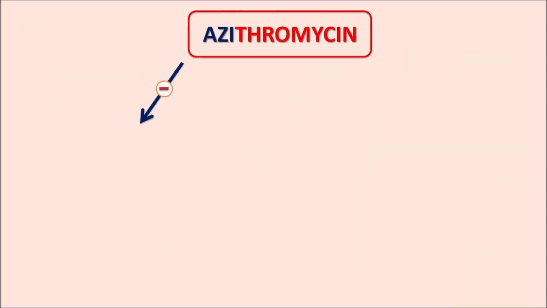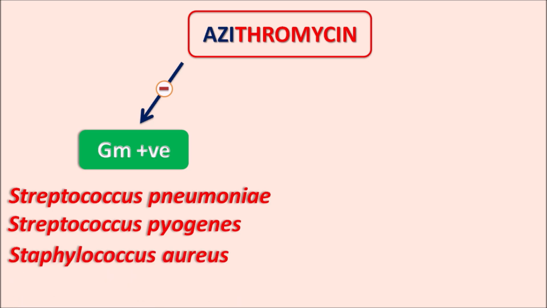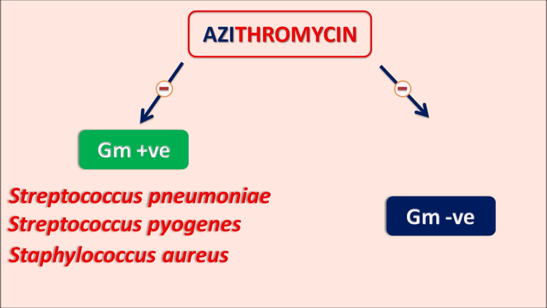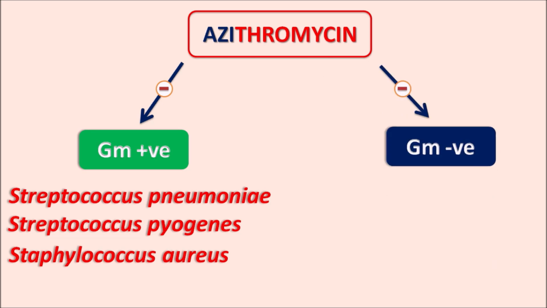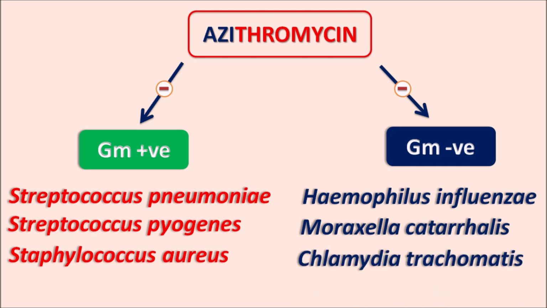Azithromycin is effective against gram-positive infections such as Streptococcus pneumoniae, Streptococcus pyogenes and Staphylococcus aureus. In all these infections, azithromycin can be used. And again, in gram-negative infections, this drug is useful. Particularly, this drug is effective against Haemophilus influenzae, Moraxella catarrhalis and Chlamydia trachomatis, which produces STD. In all these infections, azithromycin is effective.